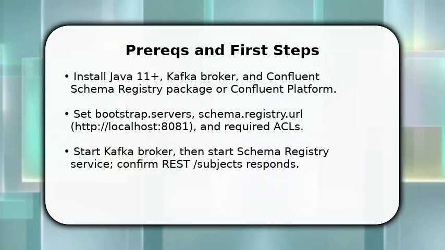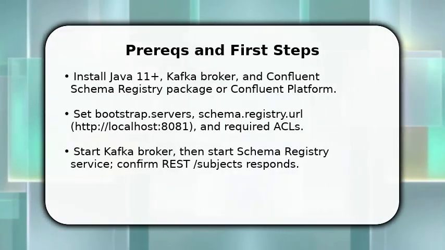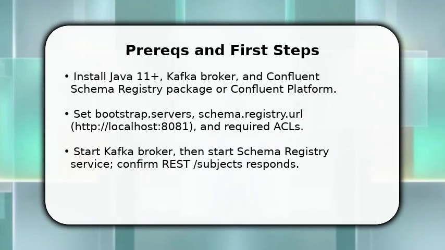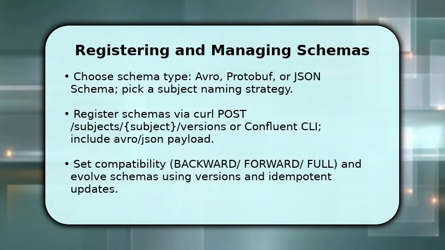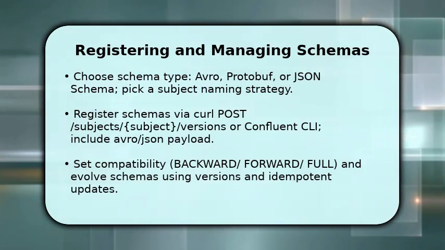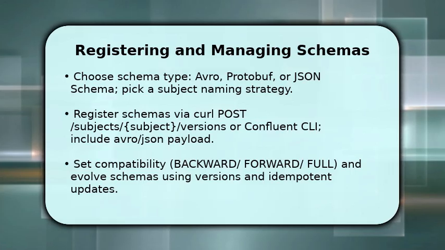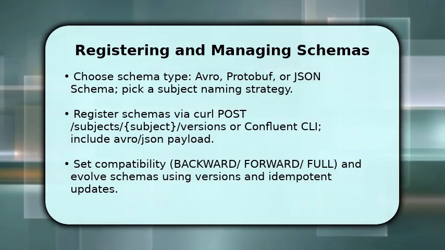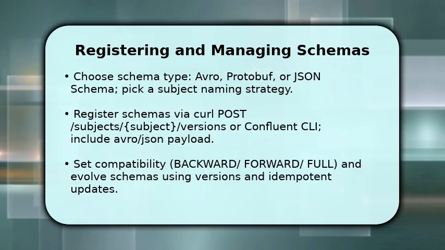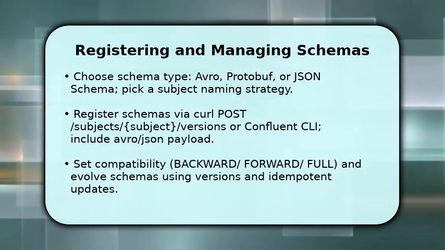Once the registry is available, you register a schema by posting the schema JSON to /subjects/{subject}/versions. Choose Avro, Protobuf, or JSON schema and a subject naming strategy that matches your topic and key conventions. This controls how versions map to topics.